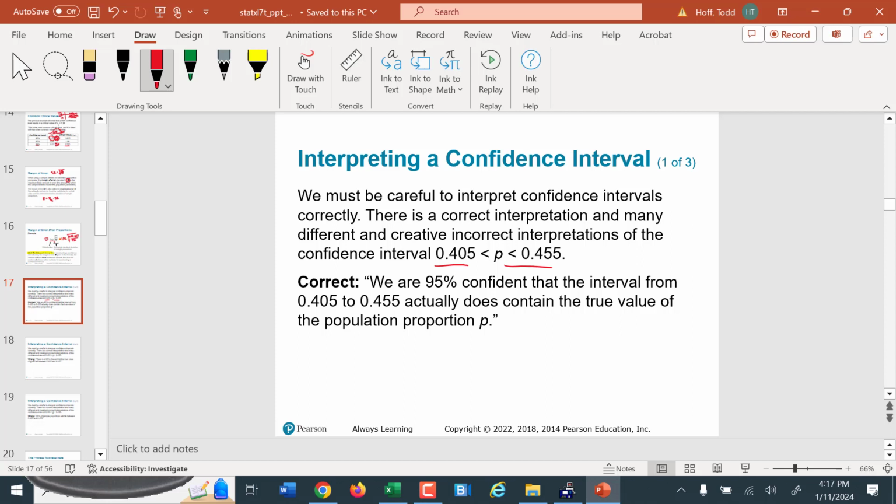Okay, so this is not actually looking at this example here. This is just an example of how we interpret the actual confidence interval. If we were to get a confidence interval of 0.405 to 0.455, the way we would say that is we are 95% confident that the interval from 0.405 to 0.455 actually does contain the true value of the population proportion.